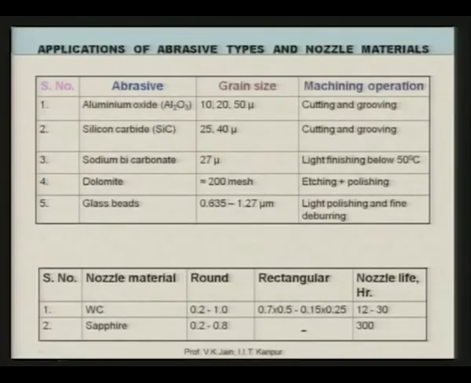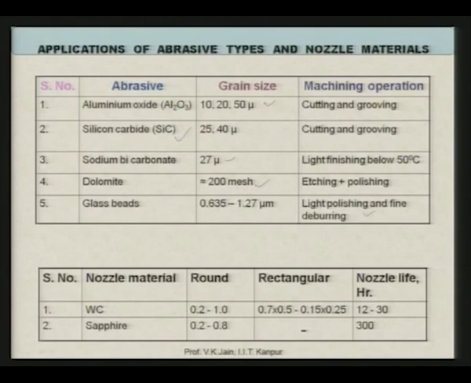So, you can see here applications of various types of abrasive and nozzle materials. Alumina, with grain sizes normally used of 10, 20, 50 micron, is good for cutting and grooving purposes. Silicon carbide, with normally used grain sizes of 25 micron and 40 micron, is good again for cutting and grooving. Sodium bicarbonate is good for light finishing below 50 degree centigrade temperature. Dolomite is again for etching and polishing purposes, and glass beads for light polishing and fine deburring purposes.